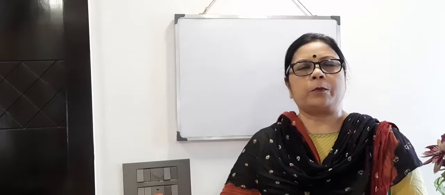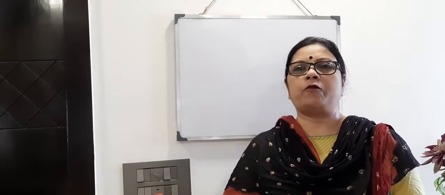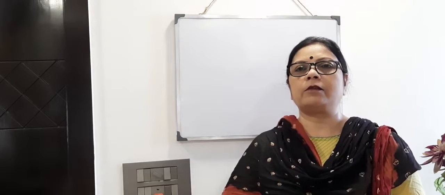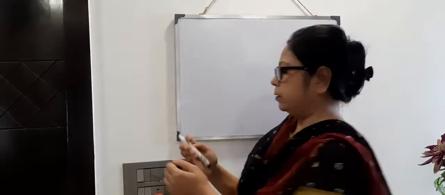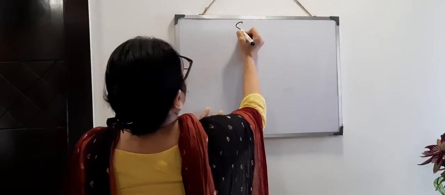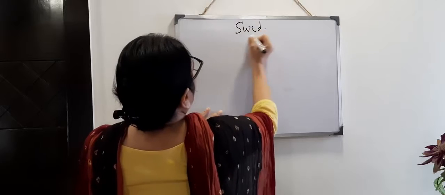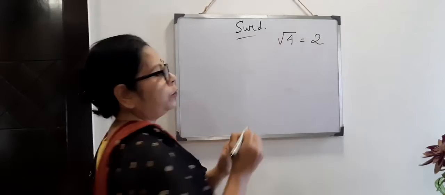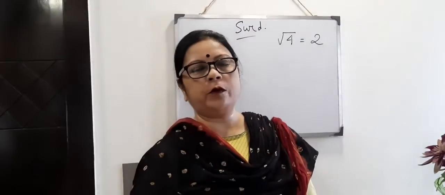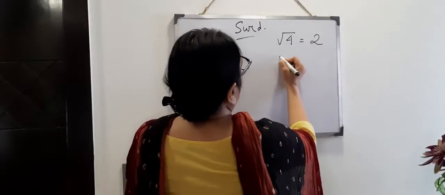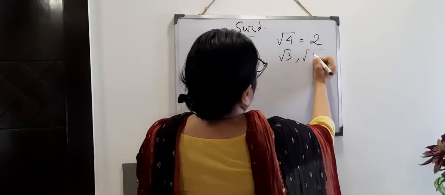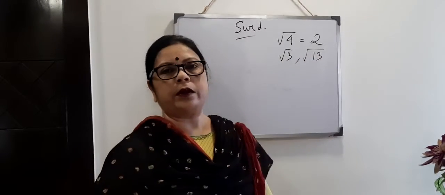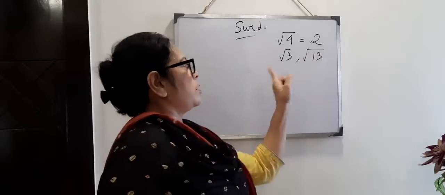Suppose there is root over 4, but this is not a surd. Why is it not a surd? As its value can be evaluated. Root 4 equals 2, so root 4 is not a surd. But root over 3, root over 13, their values you can't evaluate properly, so these are called surds.